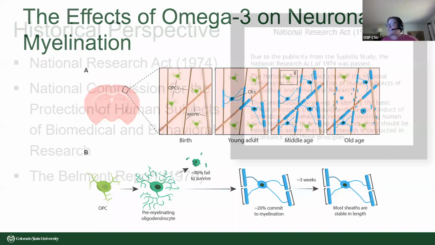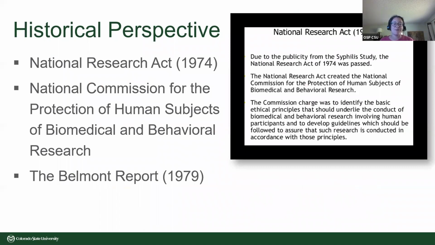Okay, moving on, let's get a little bit of the historical perspective. It started with the National Research Act of 1974. This was signed into law in 1974 by President Richard Nixon. Talk about trustworthy, come on. But really what happened was there were a series of congressional hearings on human subjects research. And this all came about because of a number of things that were happening at the time.